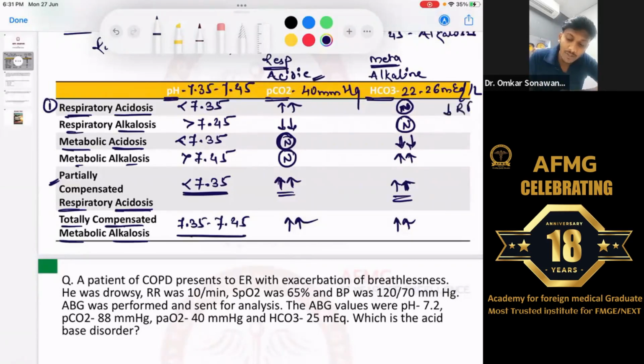So please remember always, respiratory acidosis is mainly caused by conditions which will tend to decrease the respiratory rate, causing accumulation of CO2 inside the body. Next, if I talk about respiratory alkalosis, the second condition, respiratory alkalosis is usually caused by high altitude pulmonary edema.